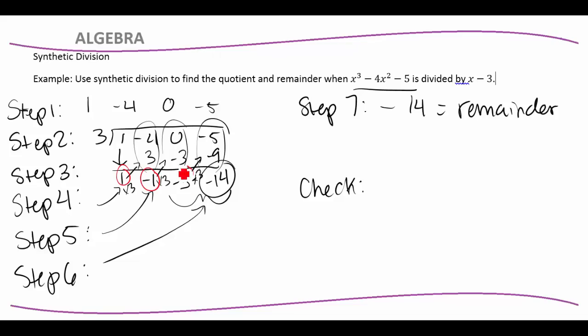1, negative 1, and negative 3 are the coefficients in descending order of a polynomial whose degree is 1 less than that of the dividend. So our dividend's degree was 3. So our quotient polynomial is going to be of degree 2. So we're going to start over with x squared. So we got 1x squared minus x minus 3. That's in descending order, and that is our quotient.